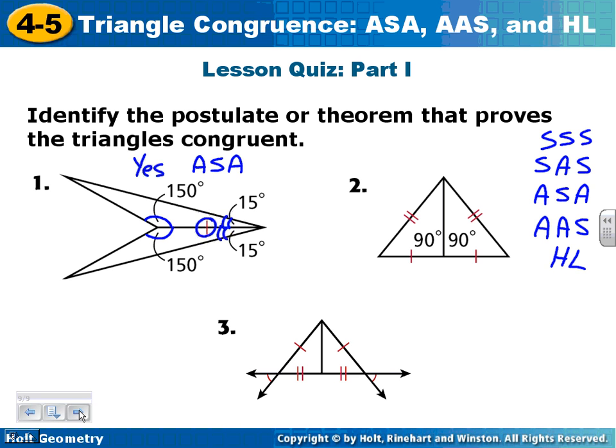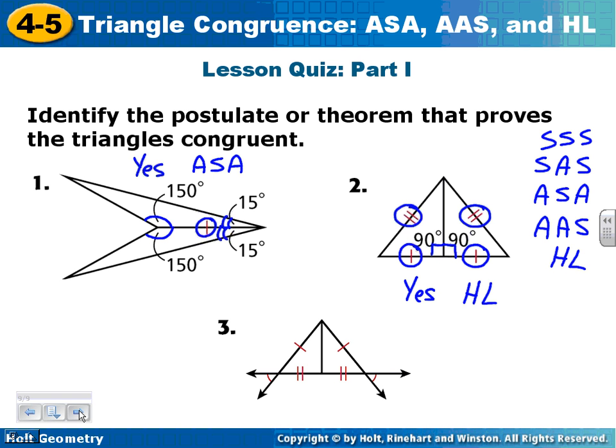Number 2, I see 90 degrees and 90 degrees. So I'm going to go ahead and put the boxes in the corner. And that tells me I'm going to lean towards HL. But let's see. Do I have the hypotenuses congruent? That's hypotenuse, so they're congruent. And now do I have a leg? I sure do. Legs there, leg there. So are these congruent? Yes. Why are they congruent? Because of hypotenuse leg.